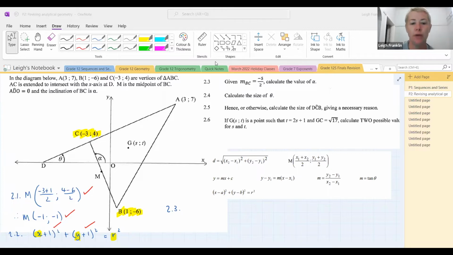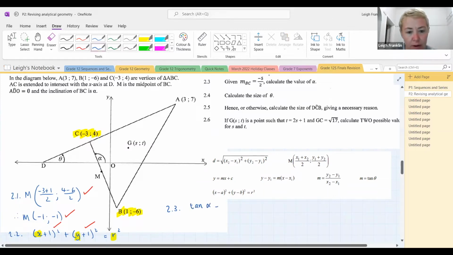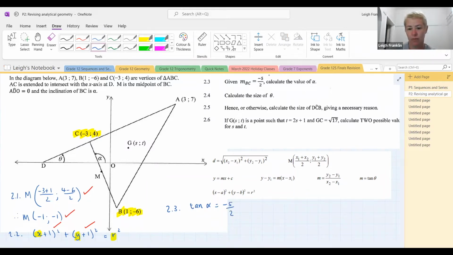There we go. Lovely, Tisha. Yes, can you see it? Tan alpha equals M. Okay, so tan alpha equals M. Your gradient in this case is -5/2. Now what do we do? A good start. What do we do next?